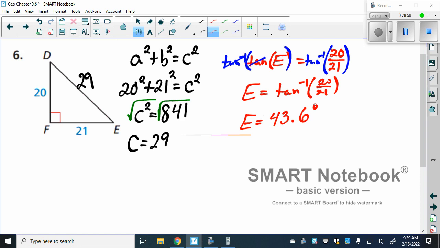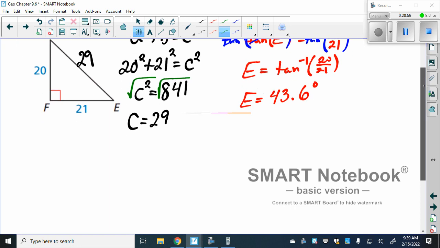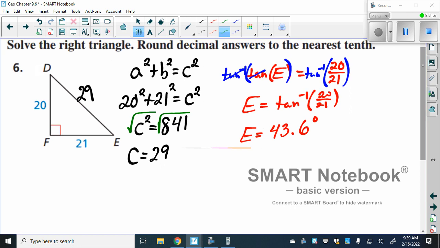We can add them together and subtract from 180, but we know that one of the angles is what? 90, yes? So the other two have to add together to be 90. So to find our other angle, we can take 46.3, and subtract it from 90.